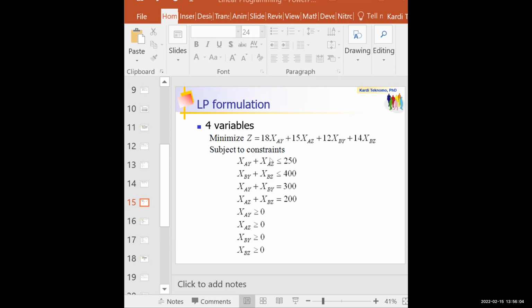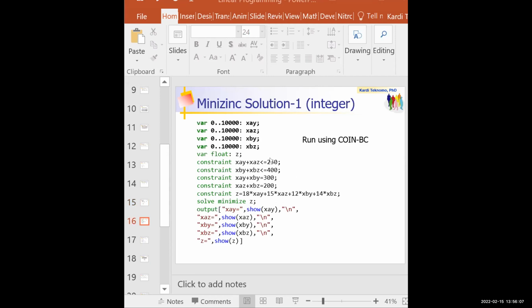In Minizinc, all you need to do is just copy and paste this. In Minizinc you will create the variables with a certain range, for example 0 to 1000. And let's name these XAY, XAZ, XBY, XBZ. Don't forget the semicolon at the end. And then we define Z as the objective function, as float. And then you set up all the constraints, including the objective function.